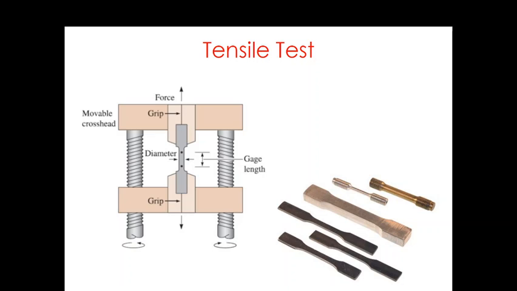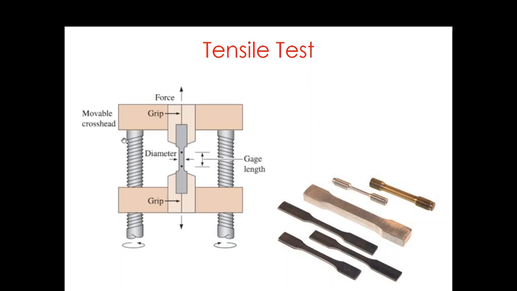As you can see in this particular figure, the sample is loaded in the tensile testing machine. This is the schematic of the tensile testing machine. Generally, a universal testing machine or electromechanical tensile testing machine is used in order to carry out the tensile test. A specimen is deformed, usually to fracture, with a gradually increasing tensile load that is applied uniaxially along the long axis of the sample.